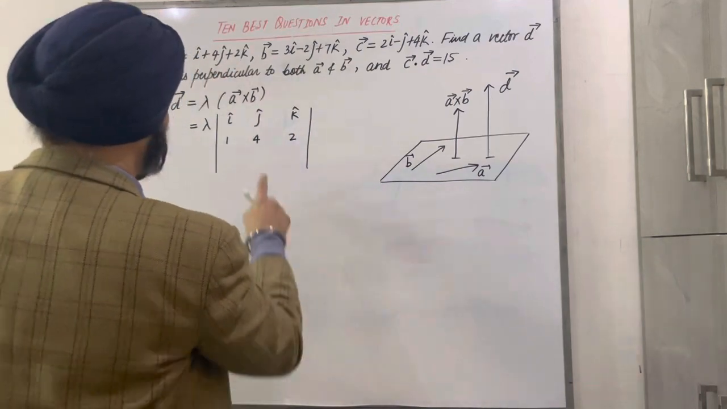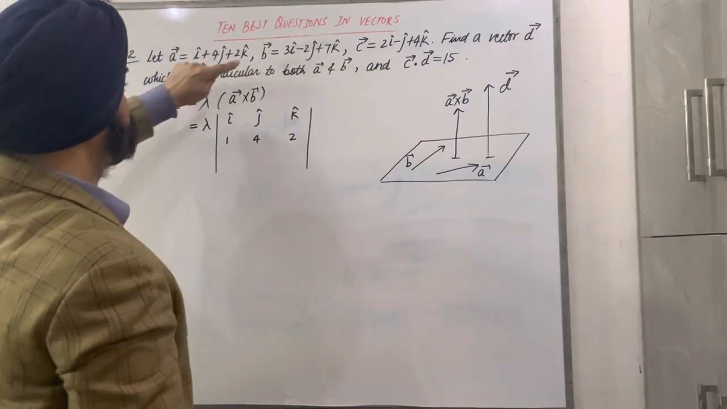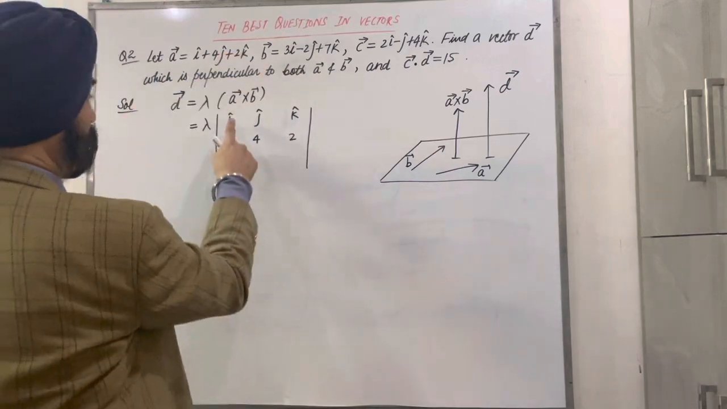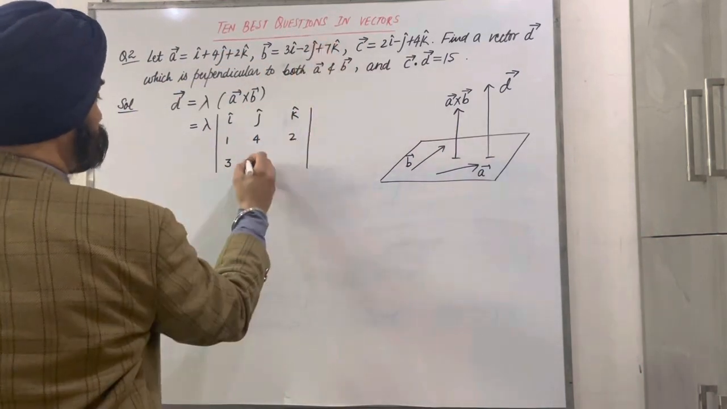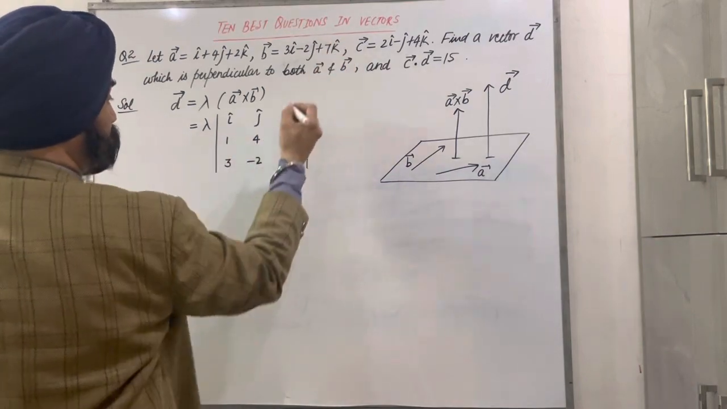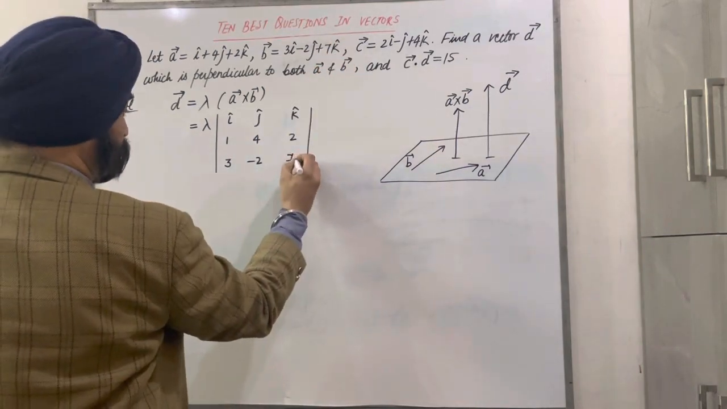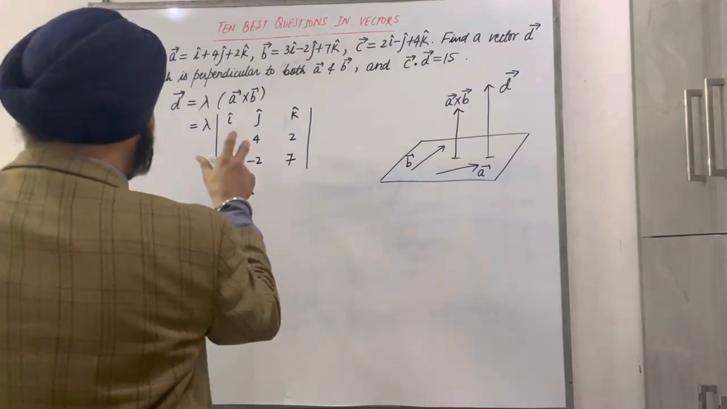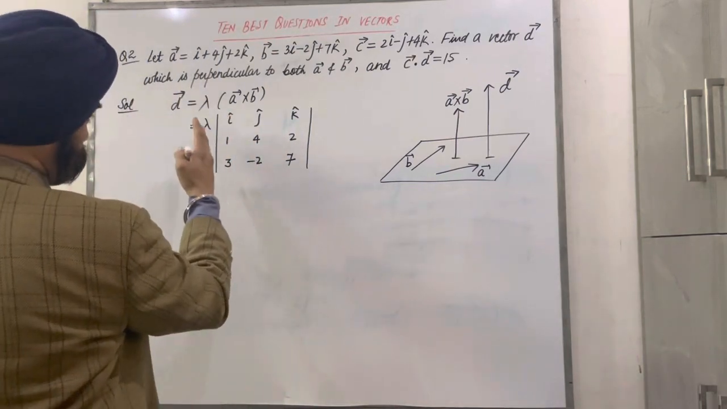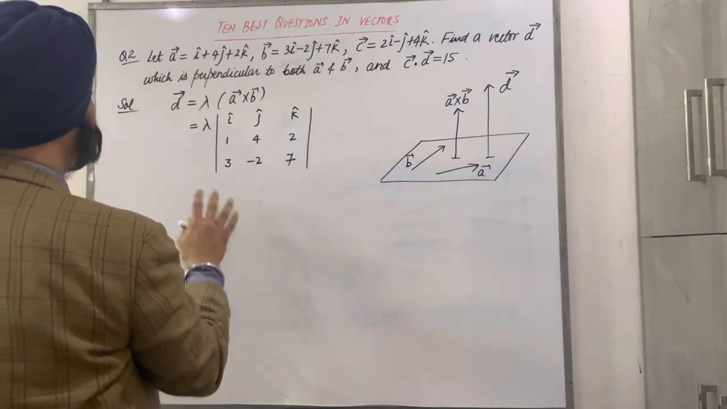Likewise, for the vector B, we do the same practice. With i, what is attached? 3. With j, what is attached? Minus 2. With k, what is attached? 7. So we prefer writing it here. So we can perform the cross product by using a determinant.